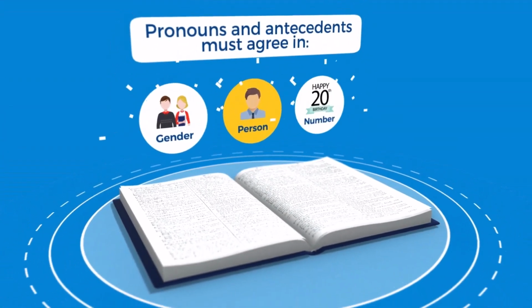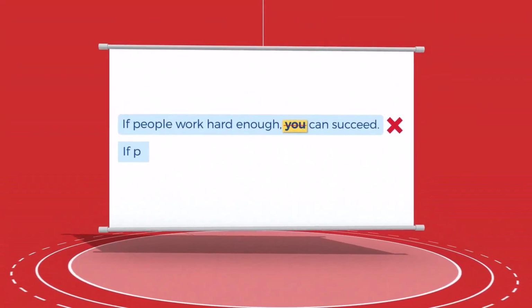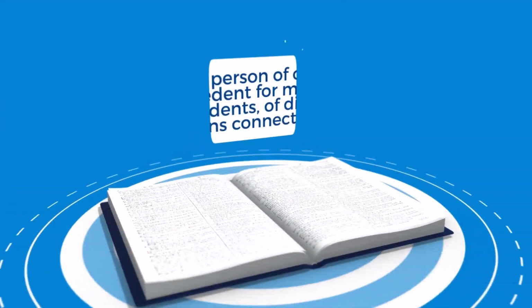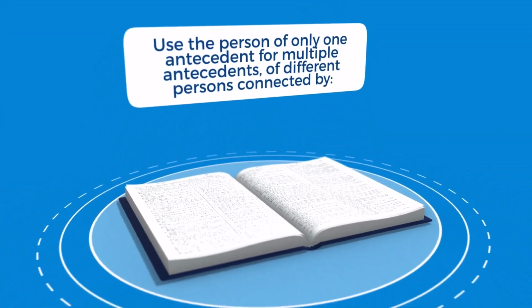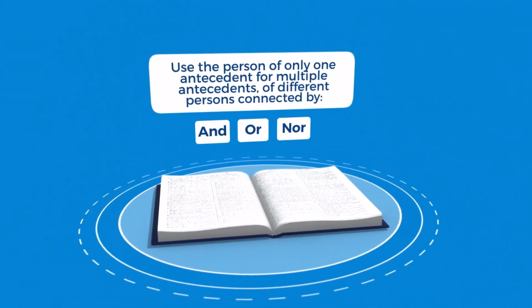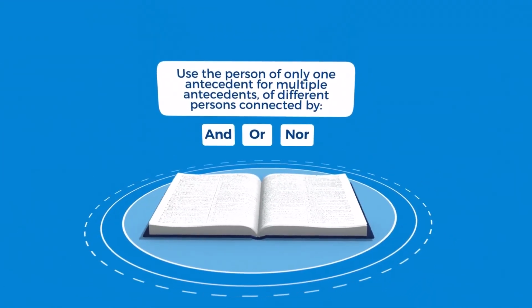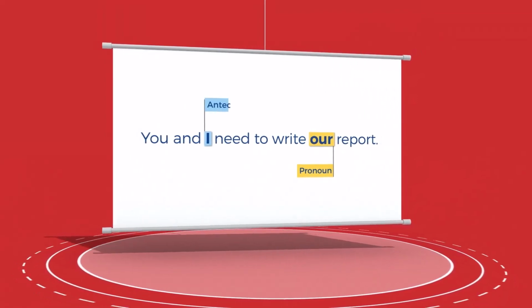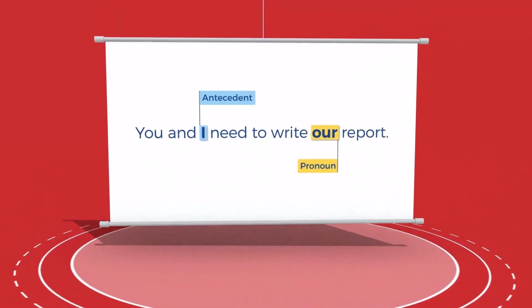Pronouns and antecedents must agree in person. Keep them consistent by not switching from one person to another in the same sentence. When multiple antecedents differ in person and are connected by and, or, or nor, the pronoun must take the person of only one of the antecedents. In this example, the pronoun our takes the same person as the pronoun I. You and I need to write our reports.